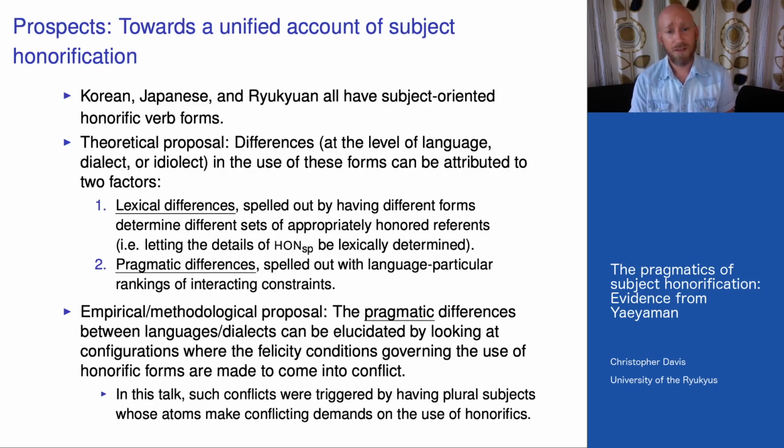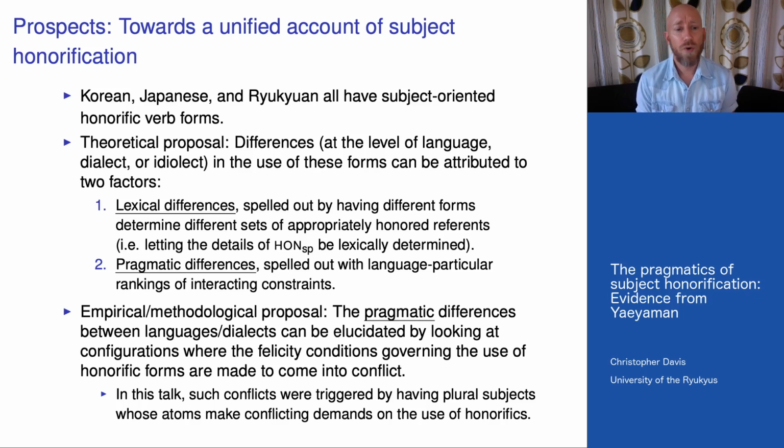Okay, finally, prospects for future research. Korean, Japanese, and Ryukyuan all have these kinds of subject-oriented honorific verb forms. I would like to make both a theoretical suggestion and an empirical or methodological suggestion. So first, the theoretical proposal. I would like to say that differences at the level of language or dialect or even individual speakers in the use of these honorific forms can be attributed to one of two factors. First, we have lexical differences, which we can spell out by having different forms determine different sets of appropriately honored referents. That is to say, we'll let the details of that function that characterizes the set of entities to whom the speaker owes honorification be lexically determined.